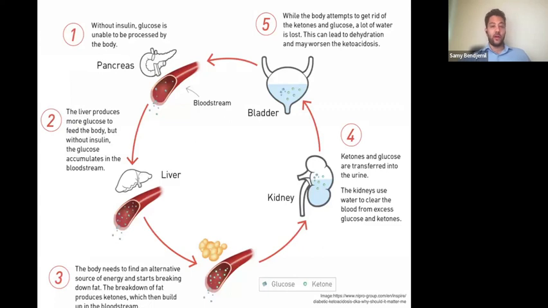This is just a graphic illustrating again the state of diabetic ketoacidosis. Without insulin, the glucose cannot be processed by the body. Your liver primarily is going to then start increasing production of glucose. As the body needs to find an alternative source, it breaks down fat, which leads to more glucose and more hyperglycemia. And then those ketones are transferred into the kidney and bladder, which causes an osmotic diuresis and more dehydration, which may then even worsen your acidosis.